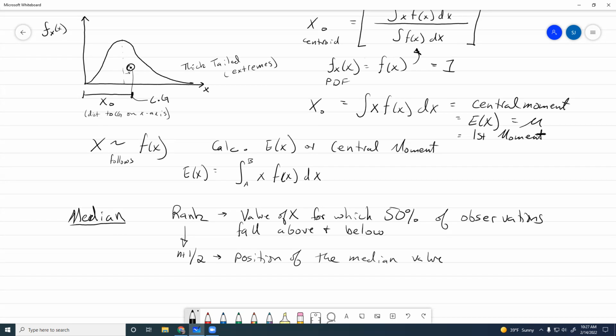Yep, exactly. So 50th percentile. And percentile just means what percent of your data fall above and below. So at the 50th percentile, 50% of data fall above and below. Well, I guess it should be what falls below. So it should be percent of data or observations that fall below.